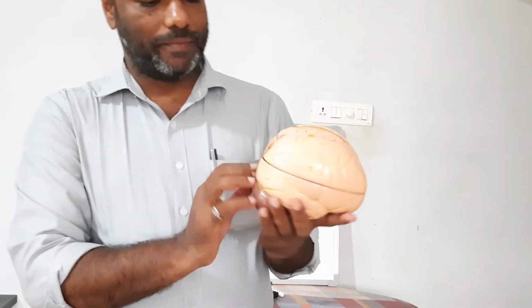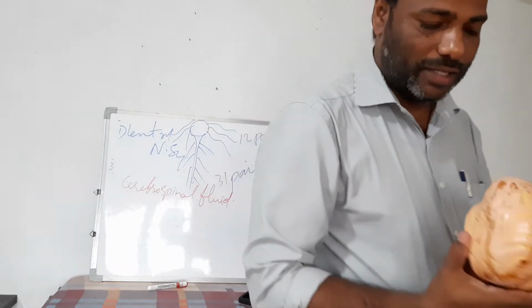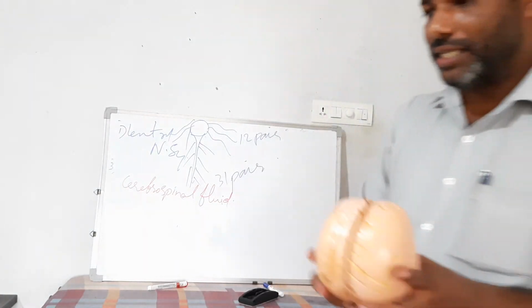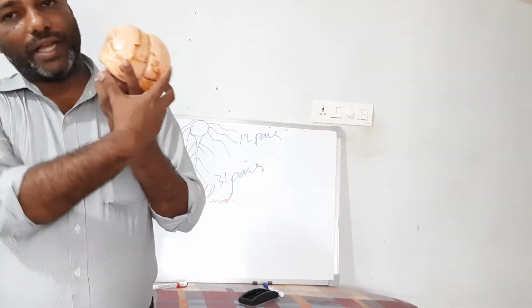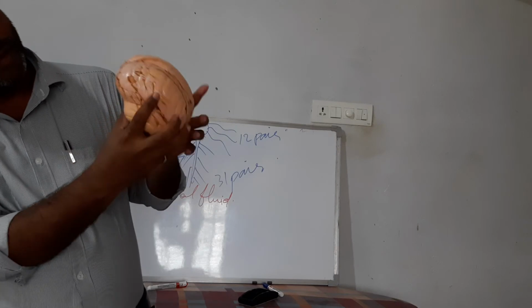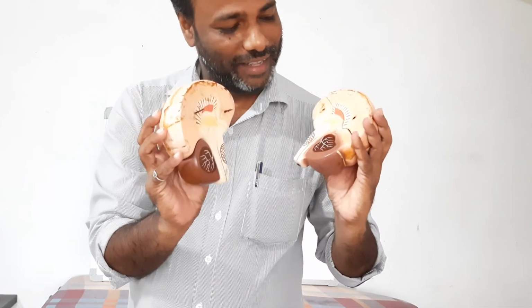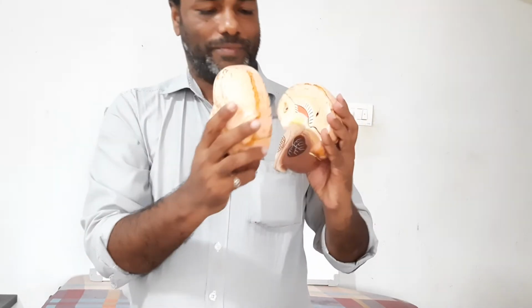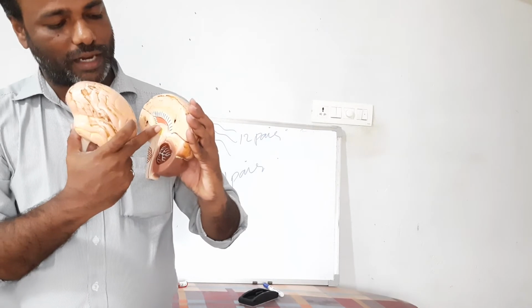Next, at the backside, the second largest portion is called the cerebellum. This cerebellum helps to maintain the balance of our body. Next is the thalamus, inside, below the brain. Can you see here? This is the thalamus. Then this is the hypothalamus, down below the thalamus.